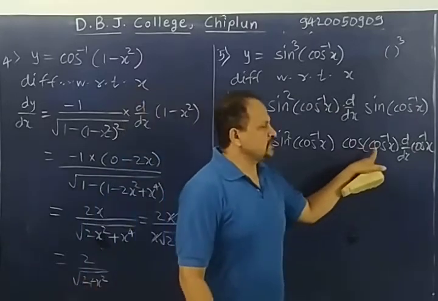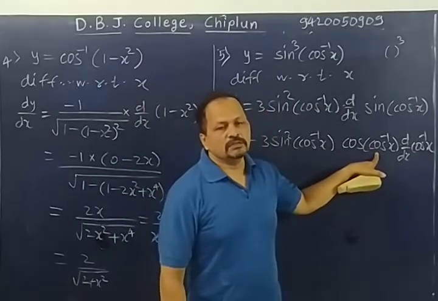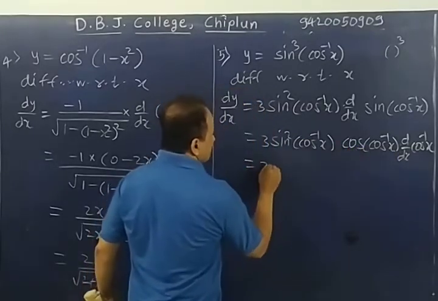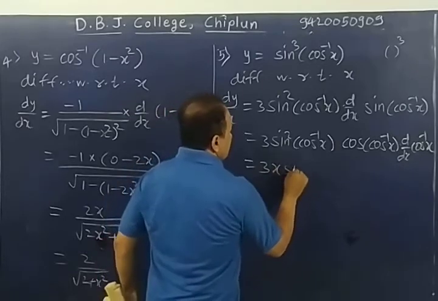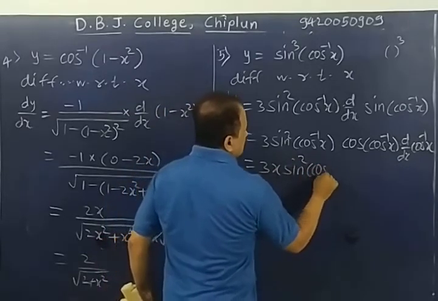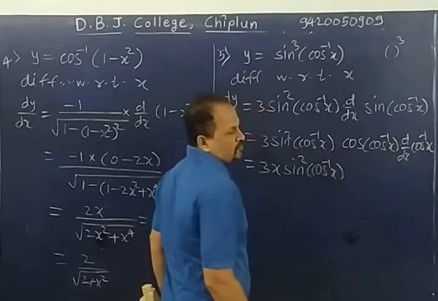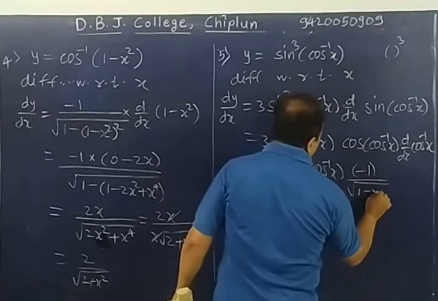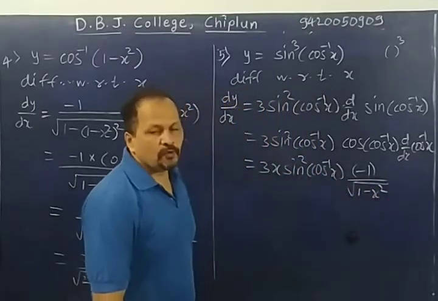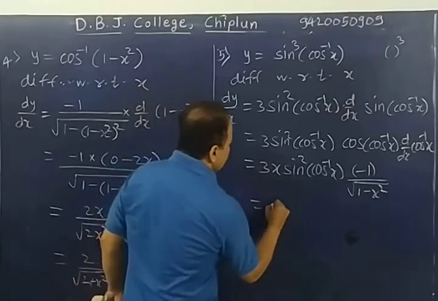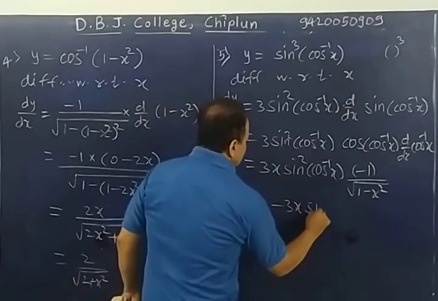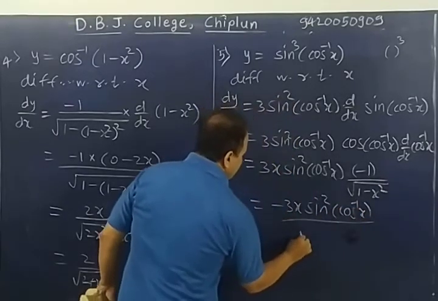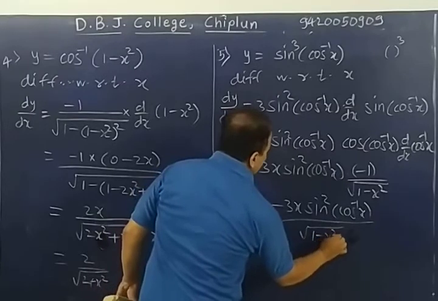Now cos of cos inverse x, they cancel each other and only remaining is x. So initially 3x into sine square cos inverse x into derivative of cos inverse x, which is minus 1 upon under root 1 minus x square, and therefore the final answer of this problem is minus 3x into sine square cos inverse x divided by under root 1 minus x square.